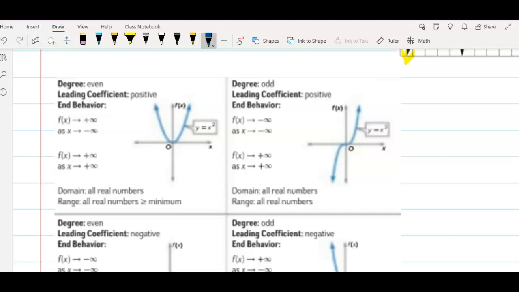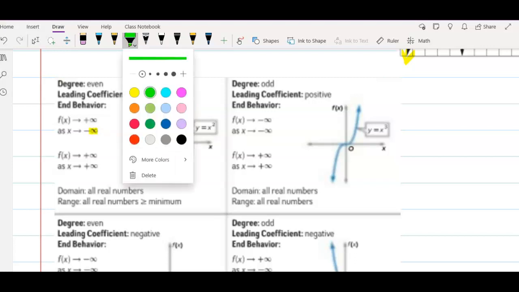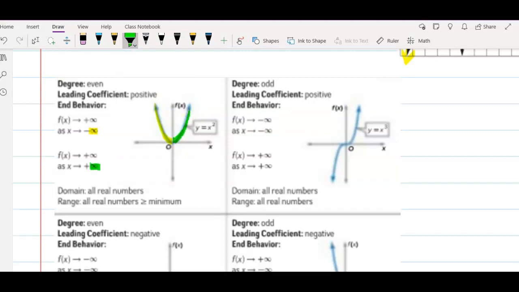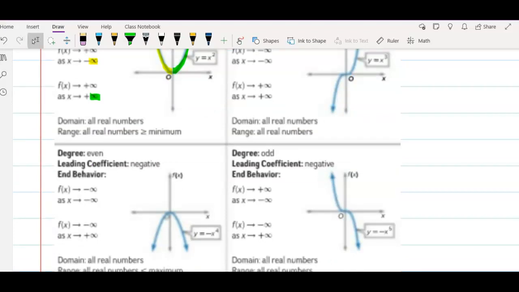Notice as x goes to the right, it goes up. As x goes to the left, it goes up. And again, this is an example of where the notation has switched around, okay? As x approaches negative infinity and goes to the left, y goes up. As x approaches positive infinity and goes to the right, y goes up. When both y values match, they're either both going up or they're both going down, these functions are said to be even degree.